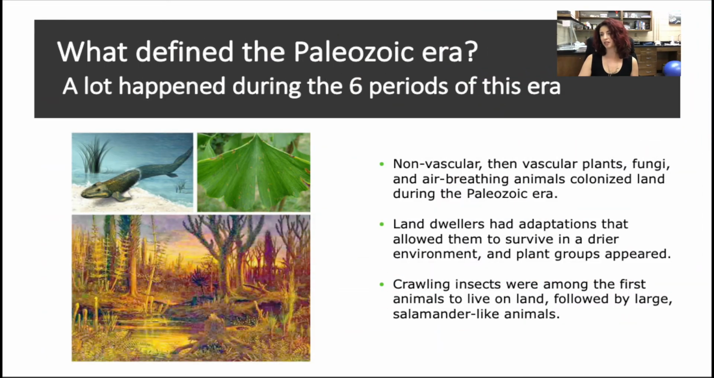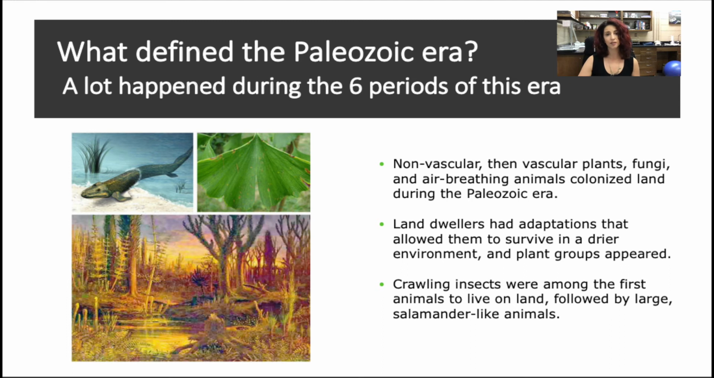We also have a lot that happened during this Paleozoic era, and that's because there are 6 periods within this one era. So this is when we have the rise of non-vascular plants first. Non-vascular plants do not have root systems to draw up water into their leaves. But then we do develop vascular plants, fungi, and air-breathing animals.